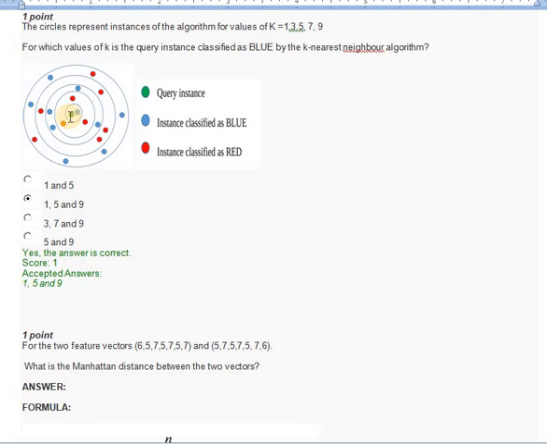The blue is very near to the query in the first ring, then the second one, and in the third ring it is near, as well as in the fifth ring. The third ring they have mentioned as 5, and the fifth ring they have mentioned as 9. So we are marking the answer as 159. So our answer is correct in NPTEL.